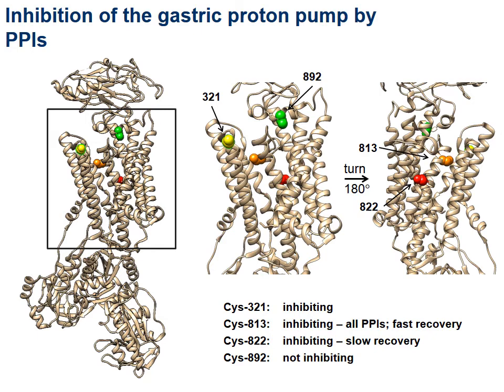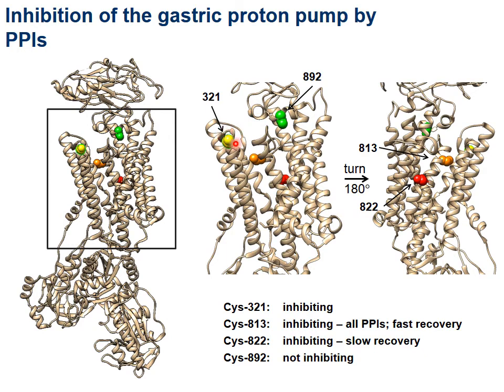Now all proton pump inhibitors can react with this cysteine at position 813 in orange. And that would lead to inhibition of the proton pump. But in addition, the different proton pump inhibitors can react with other cysteines in the vicinity. So for instance, omeprazole can react with this cysteine here in green at position 892, which would not inhibit the proton pump.